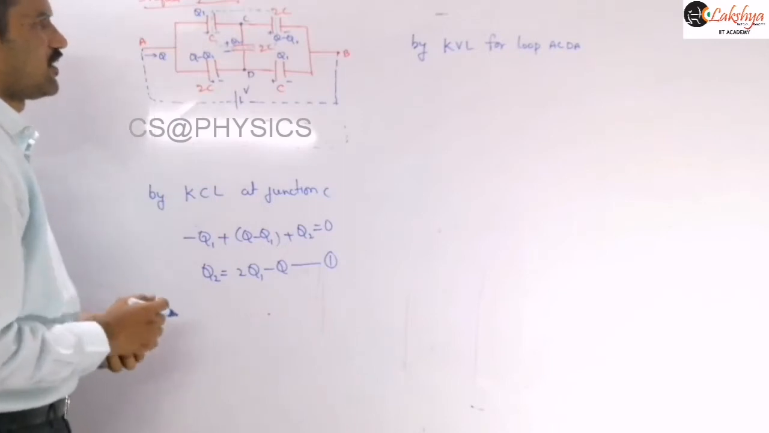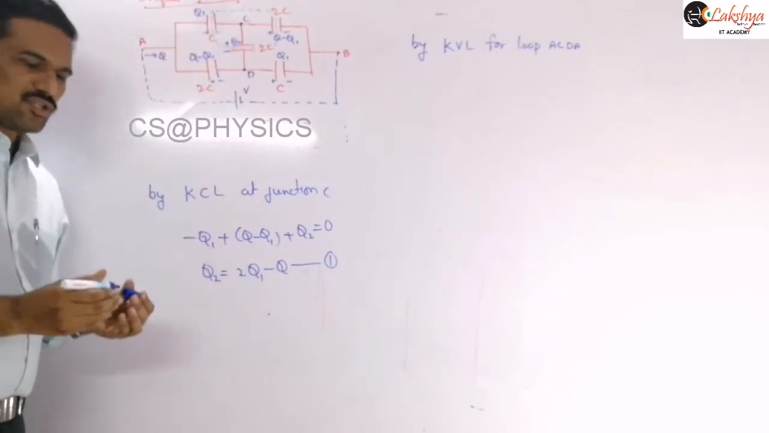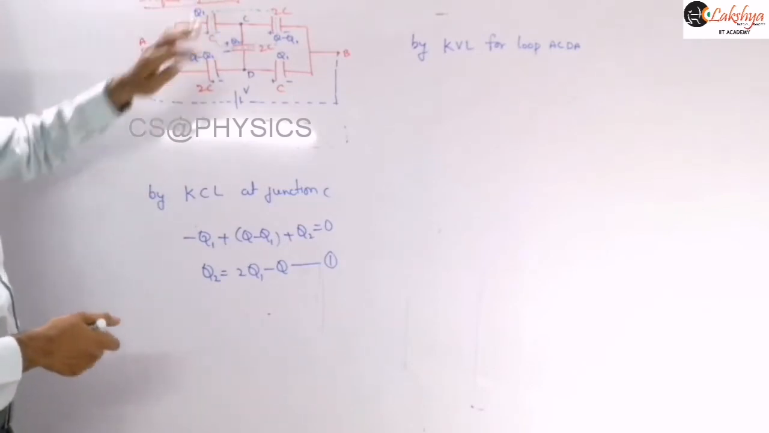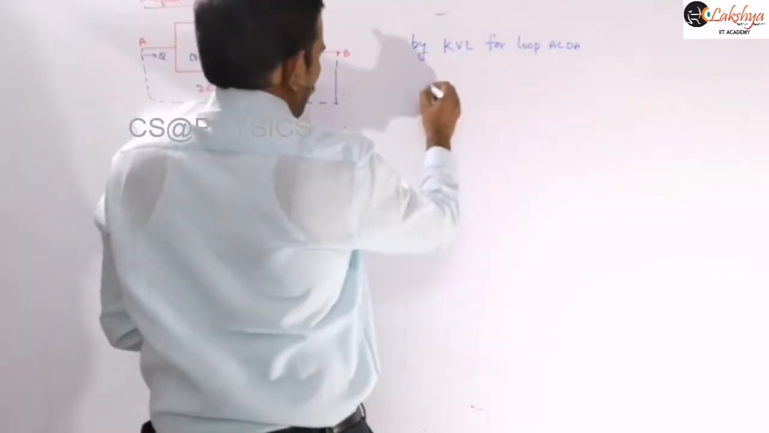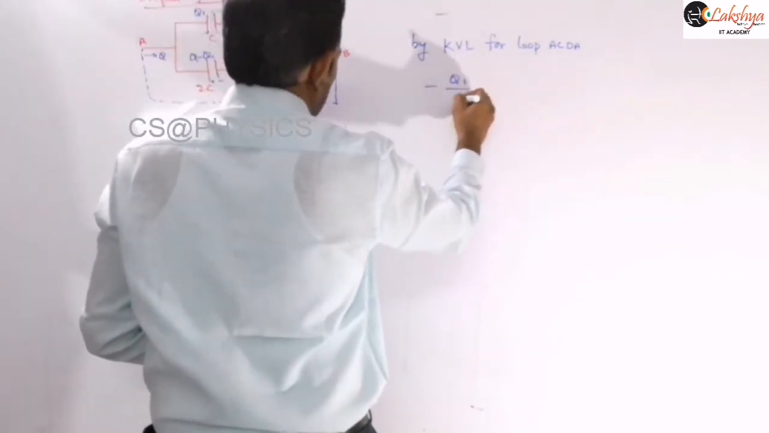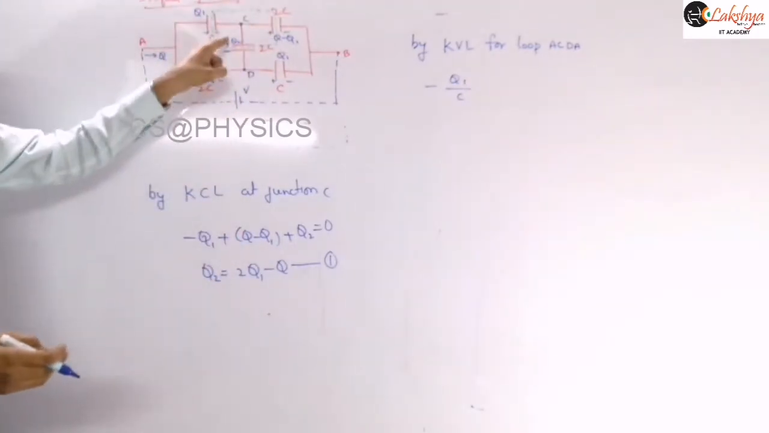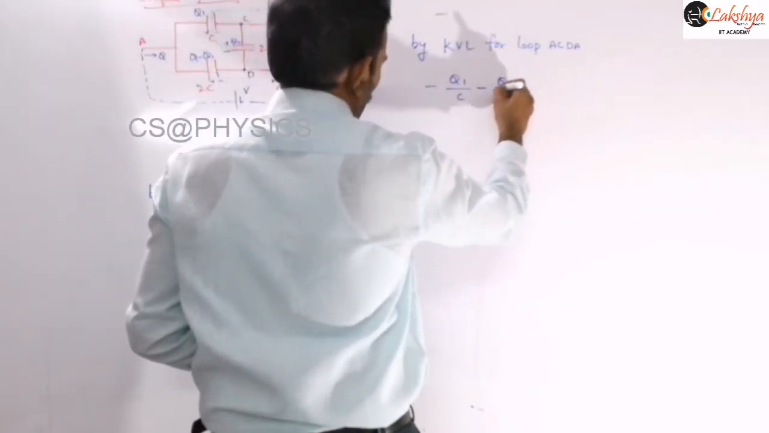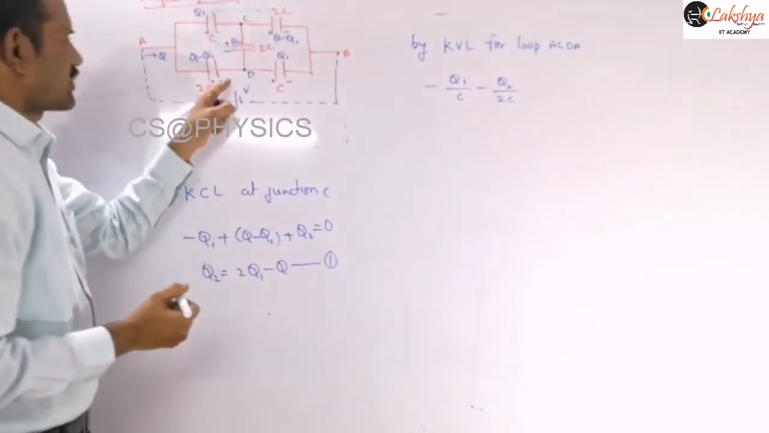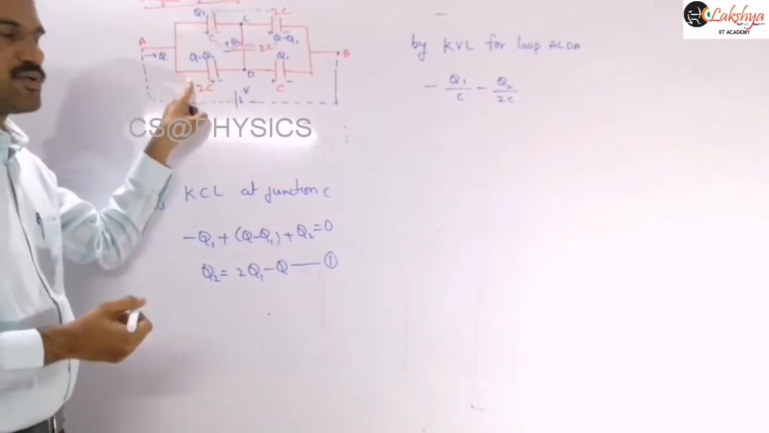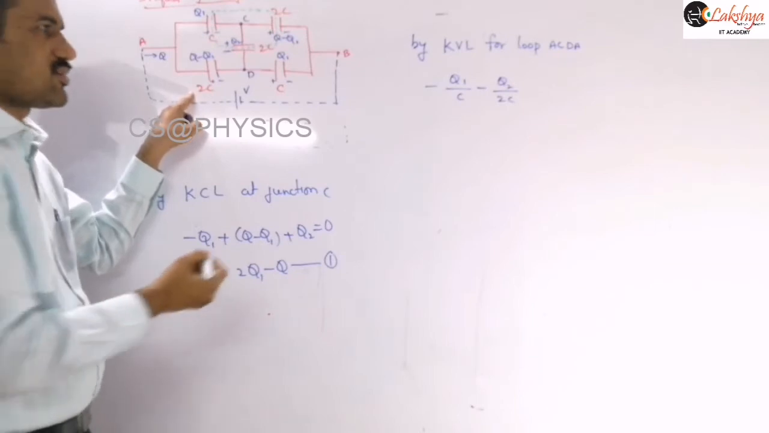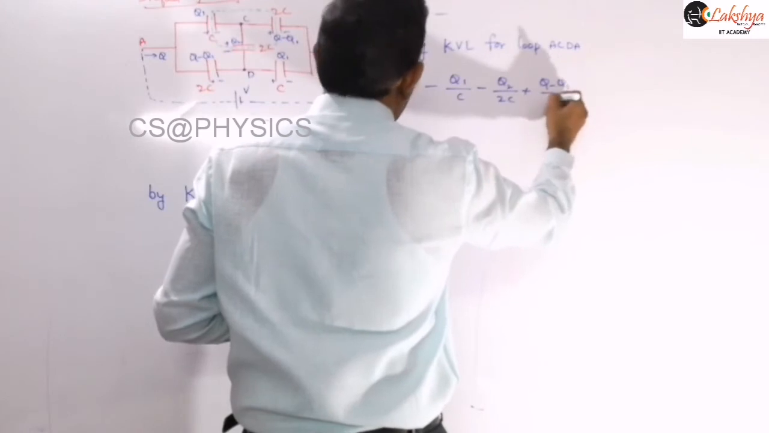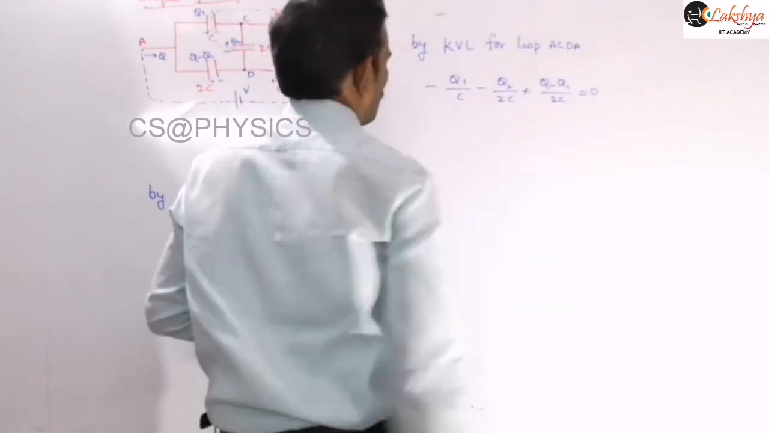That is the meaning of this, and we are applying it in this direction. Let us write the Kirchhoff law now. Here we are traveling from the positive plate to the negative plate, so it is minus Q1 by C, right? Next we are traveling from the positive plate to the negative plate, so minus Q2 by 2C. Then next we are traveling from the negative plate to the positive plate, which means plus, and there the charge is Q minus Q1 by 2C. So this value should be equal to 0.